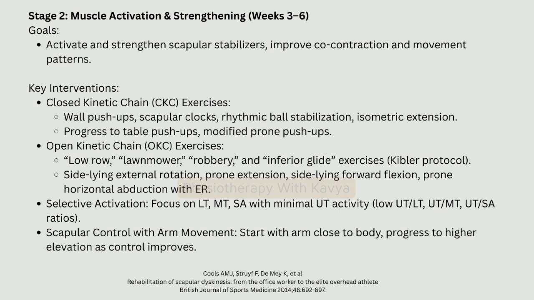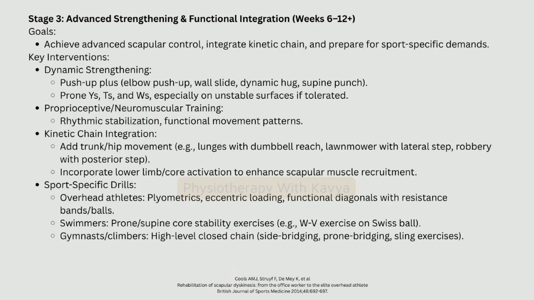Next, we have scapular control with arm movement. Start with arm close to body, progress to higher elevation as control improves. Advanced strengthening and functional integration, that's from week 6 to week 12 and further. The goal is to achieve active scapular control, integrate kinetic chain, and prepare for sport specific demands. So the key interventions are dynamic strengthening, push-ups plus, prone Ys, Ts, Ws, especially on unstable surfaces if tolerated.